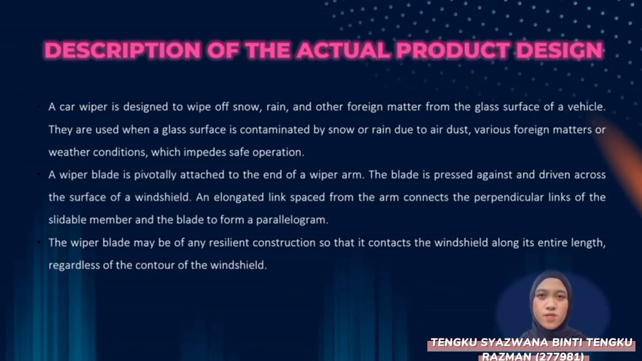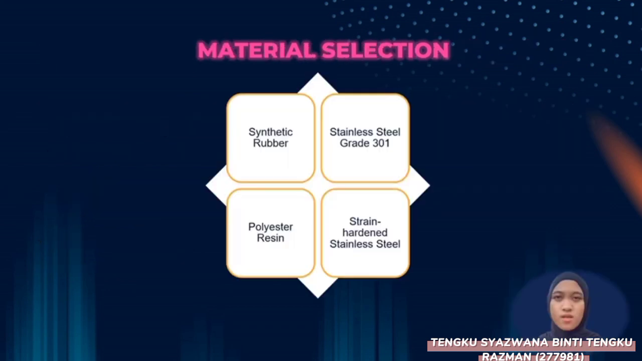I will continue this presentation with the topic of description of the actual product design. A car wiper is designed to ward off snow, rain, and other foreign matter from the glass surface of a vehicle. They are used when a glass surface is contaminated by snow or rain due to air dust, various foreign matter, or weather conditions which impacts safe operation.